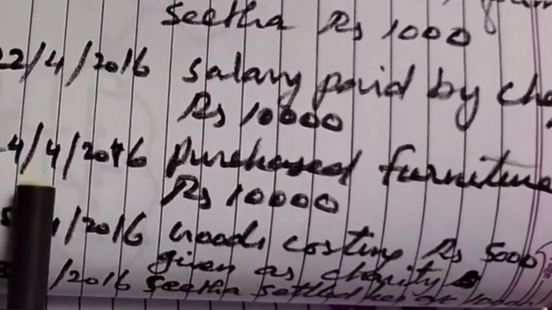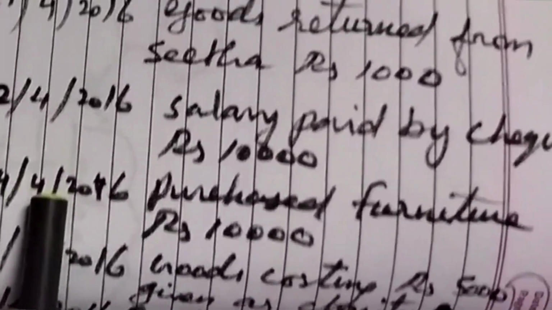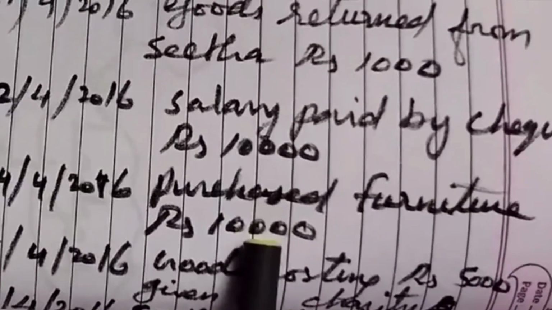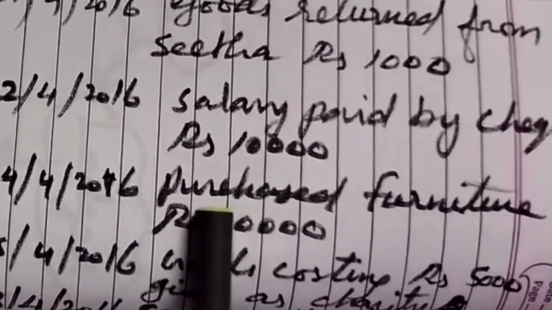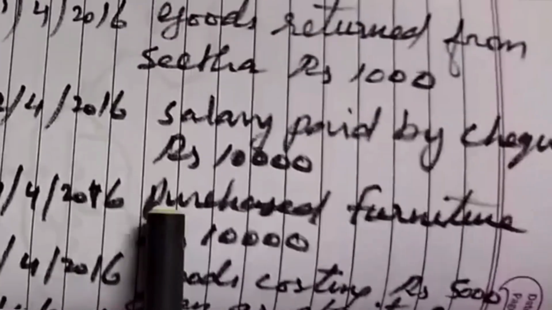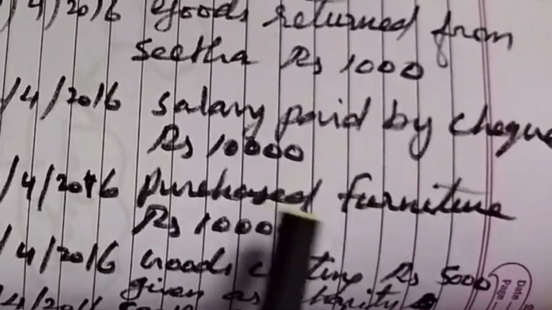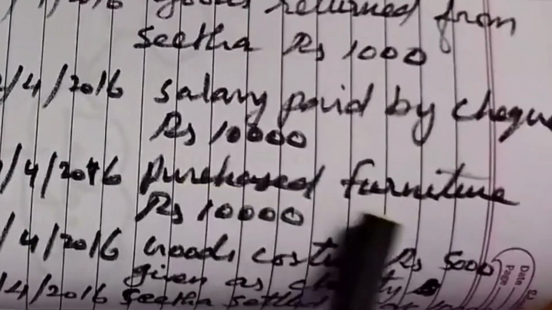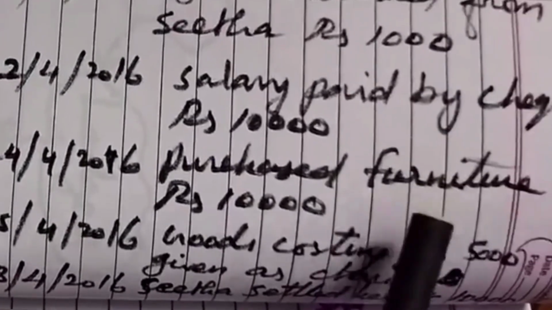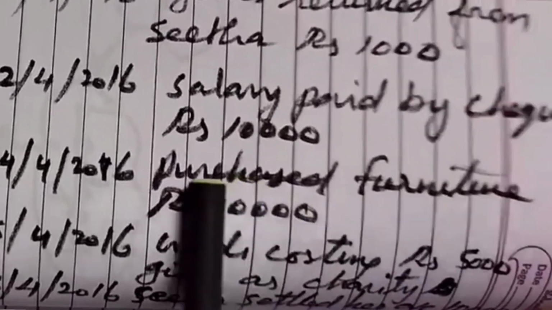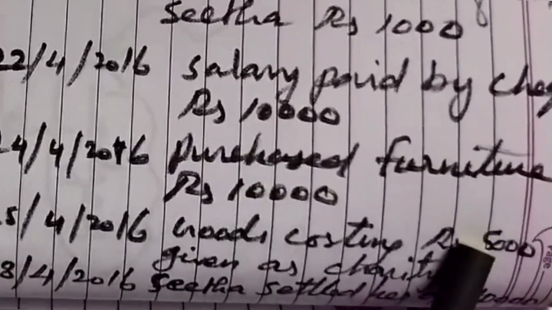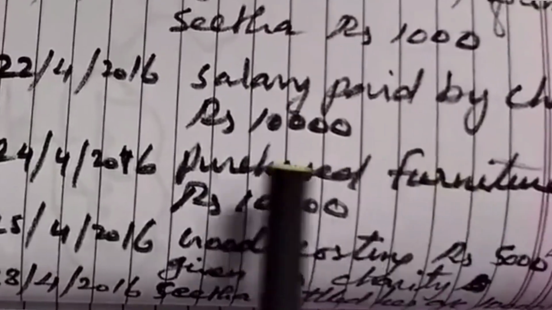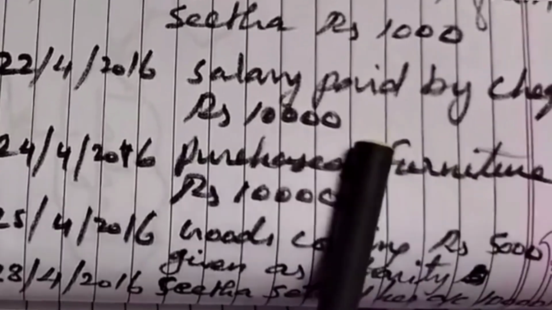See here, 24th April 2016, purchased furniture rupees 10,000. Purchased goods means only we have to give the name purchase account. If we purchase furniture, stationery, machinery, building and all other assets, the asset's name should be debited. So here furniture account should be debited. Only for goods do we give the name purchase account. As per real account, debit what comes in, credit what goes out. Furniture is coming inside, cash is going out. So furniture account debtor to cash account.